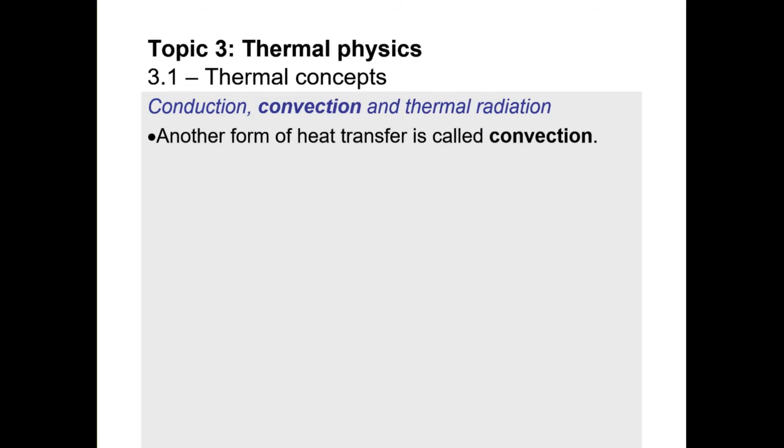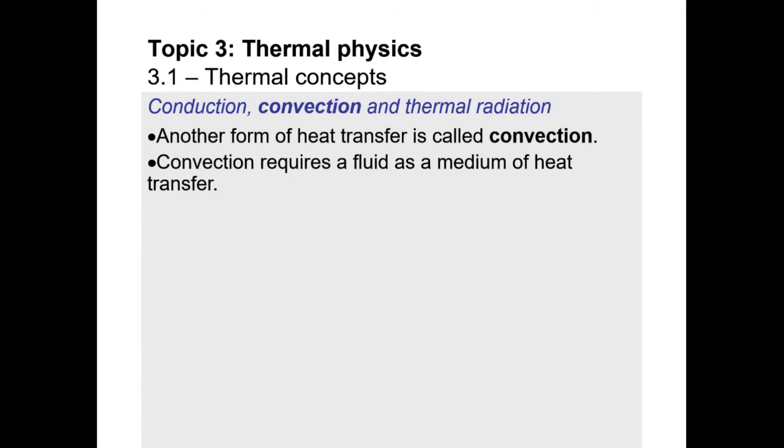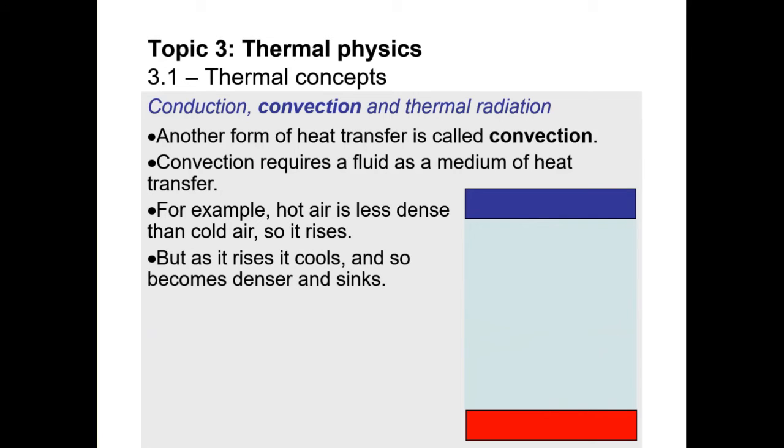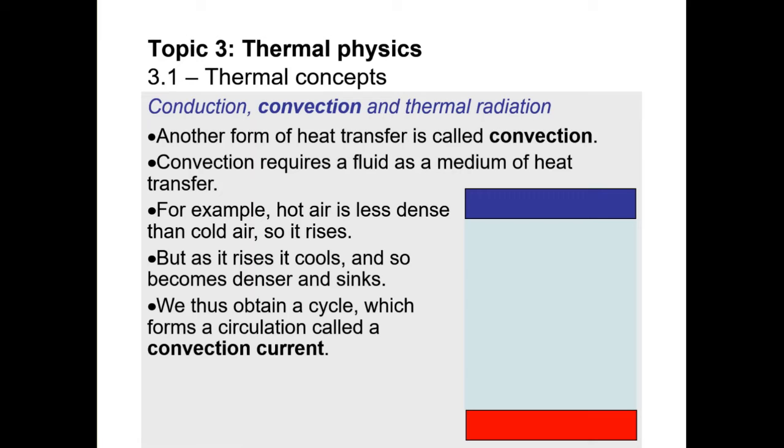Now let's take a look at convection. Another form of heat transfer is called convection. Convection requires fluids like liquid or gas as a medium of heat transfer. For example, hot air is less dense than cold air, so it rises. As it rises, it cools and so becomes denser and sinks. We thus obtain a cycle which forms a circulation called a convection current.